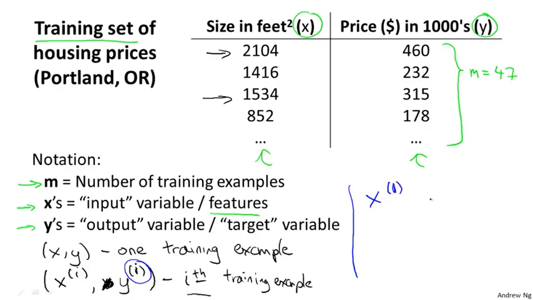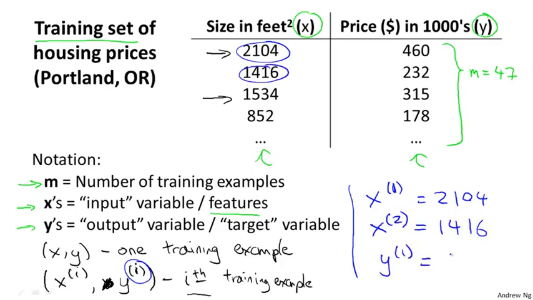So that's 2104, right? Because that's x1 in the first row. x2 would be equal to 1416, right? That's the second x, and y1 will be equal to 460, because that's the y value for my first training example. That's what that 1 refers to.